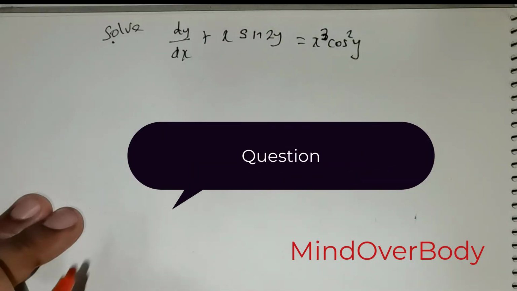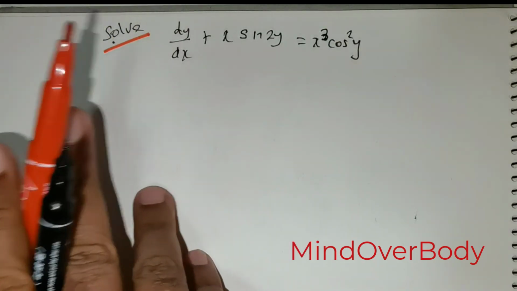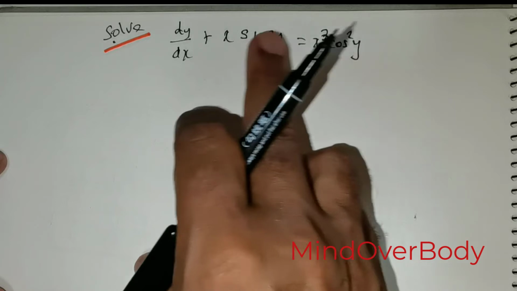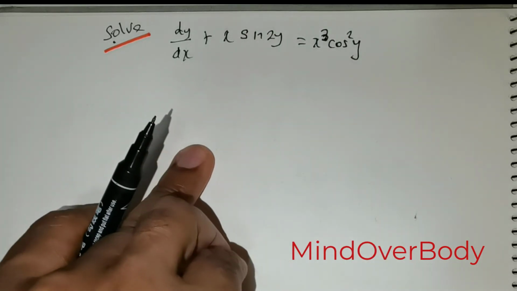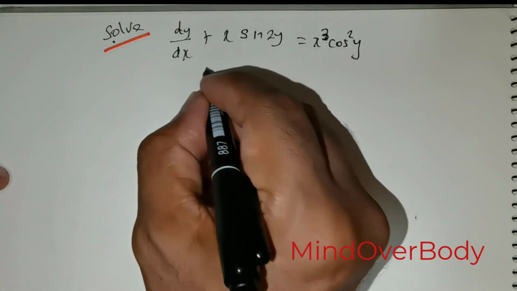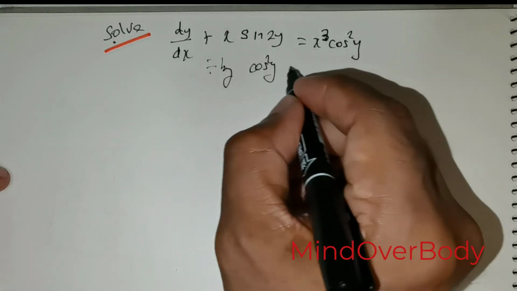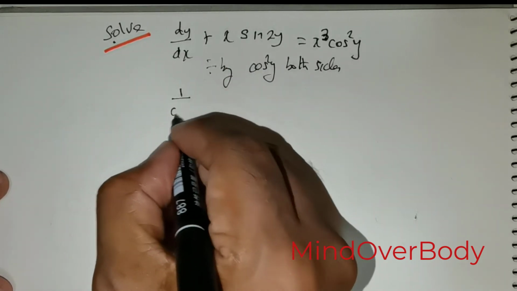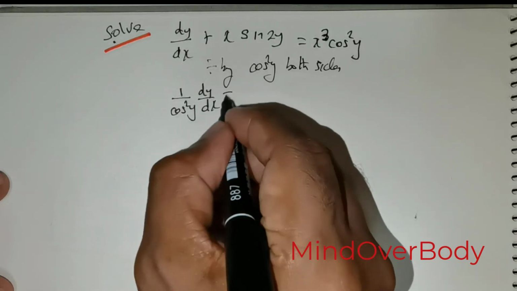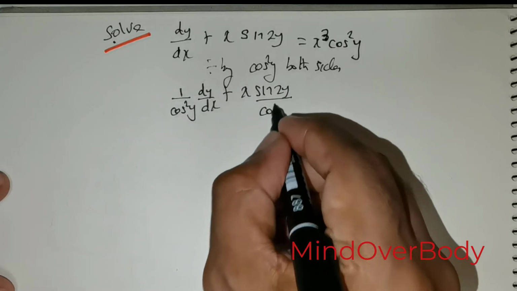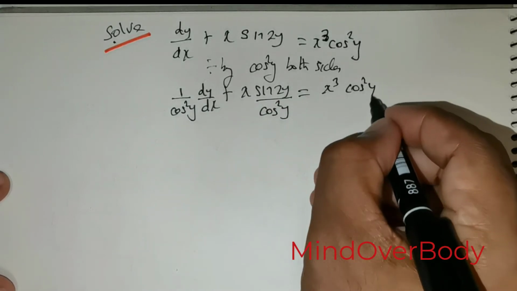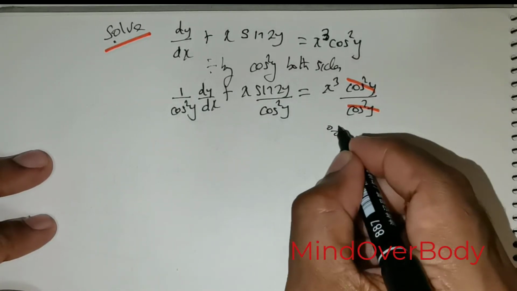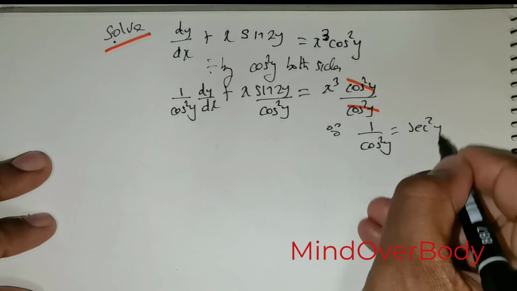Students, we are given this question: solve dy over dx positive x times sine 2y is equal to x cubed cos squared y. Now I would like to have the right hand side component over here to be a function of x alone. So to achieve that, I would have to divide by cos squared y on both sides. So if I do that, this is going to be 1 over cos squared y dy over dx positive x times sine 2y divided by cos squared y is equal to x cubed times cos squared y divided by cos squared y. So clearly I can cancel this. Now 1 over cos squared y is secant squared y.